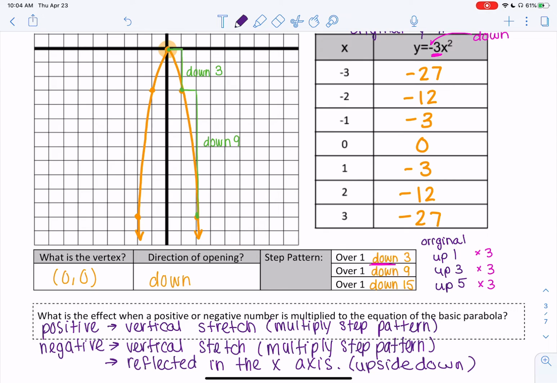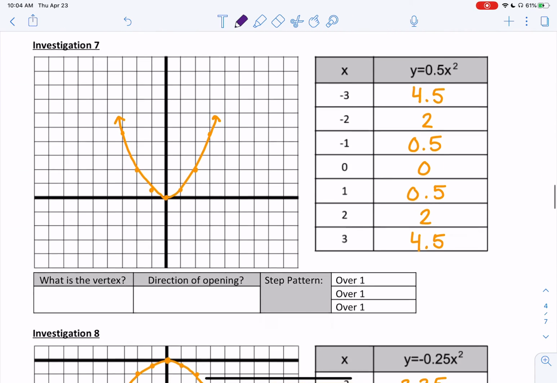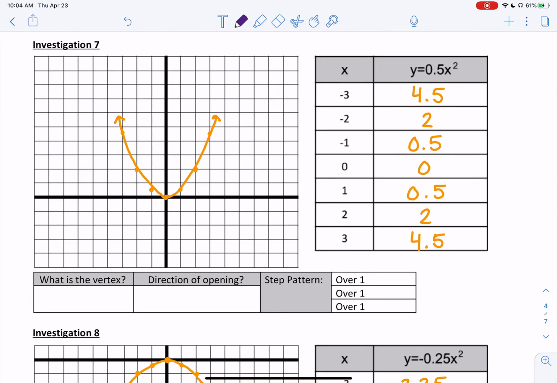So that's the way I like to remember that. Okay, we finally made it to our last set of parabolas. So again, I filled out the table of values for you and I've graphed it. We've done this a lot, so hopefully I can go a little quicker.